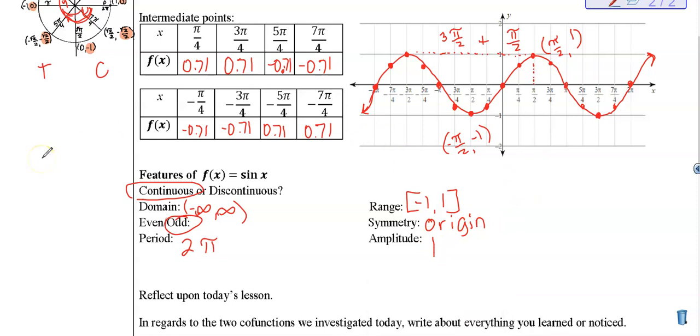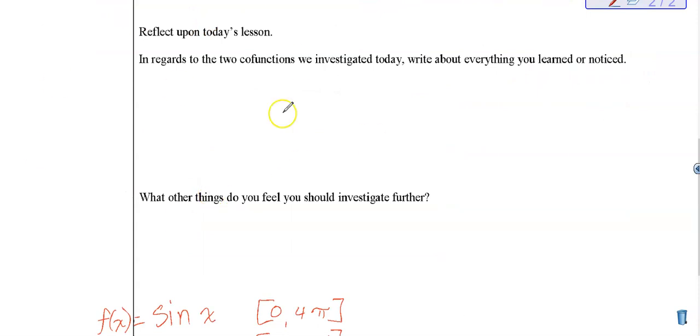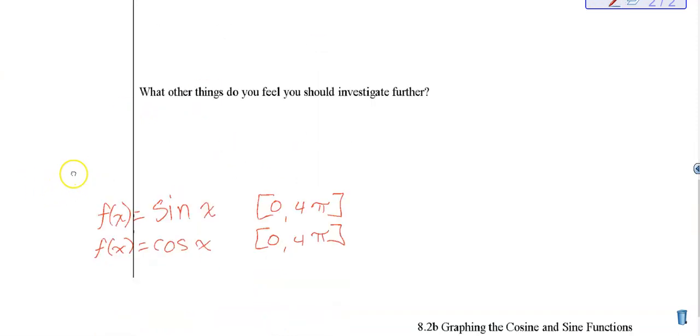So those are just the basics. Now tomorrow, we're going to be graphing secant and cosecant. And to graph those, we need these two. And if we're feeling good, we might do tangent and cotangent. Okay? So today, instead of having you write your summary, I would like you to answer these questions. And then your homework is to graph the sine function and the cosine function over the interval 0 to 4 pi.